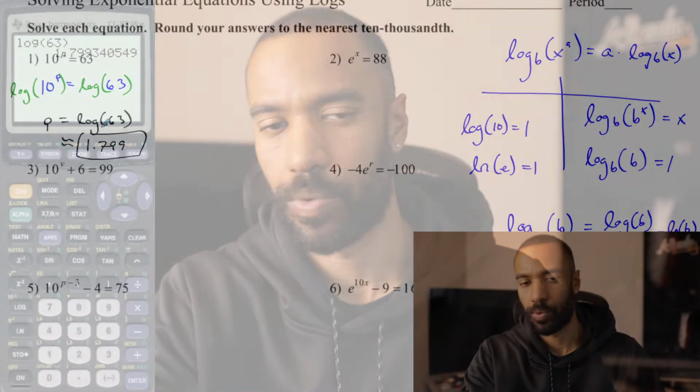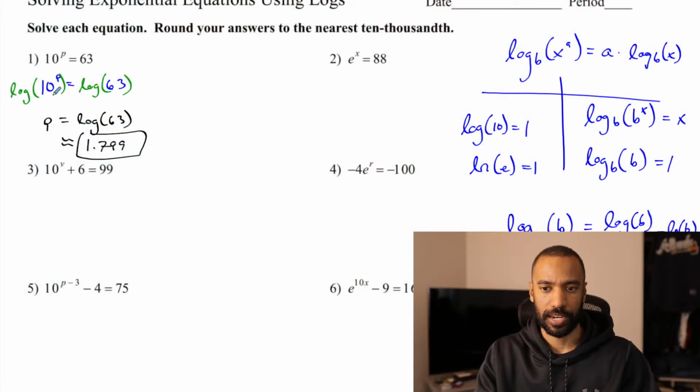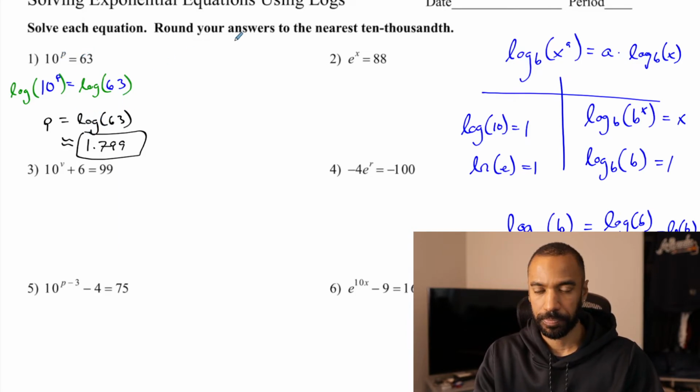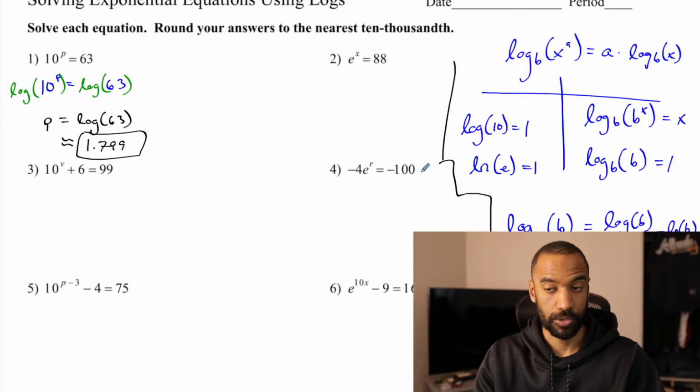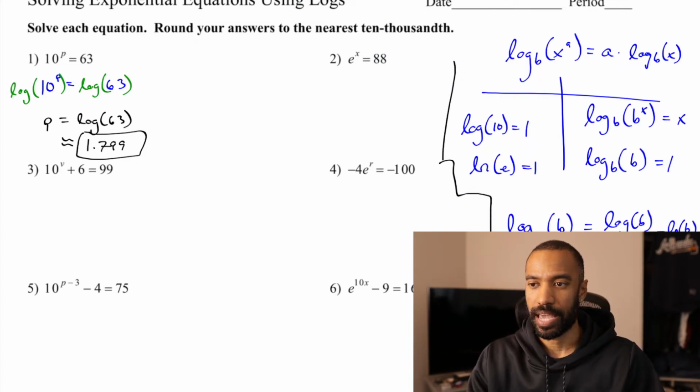So that is what it approximately equals. That's what 10 to that power gives me, 63. So yes, I will be rounding these ones, as long as it's not some exact something or no solution. Okay, so e to the x is 88.